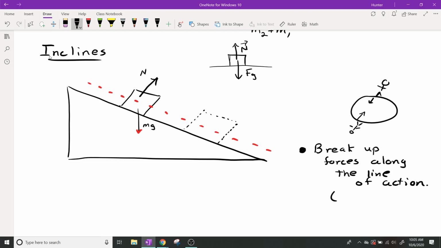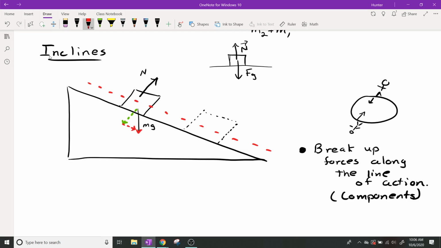And what that means is that we're going to be breaking this into components. Okay, so what I'm going to do is use a green arrow and break apart my mg into a quote unquote horizontal component and then a quote unquote vertical component. The green is going to be the vertical one and the red one is going to be the horizontal one.